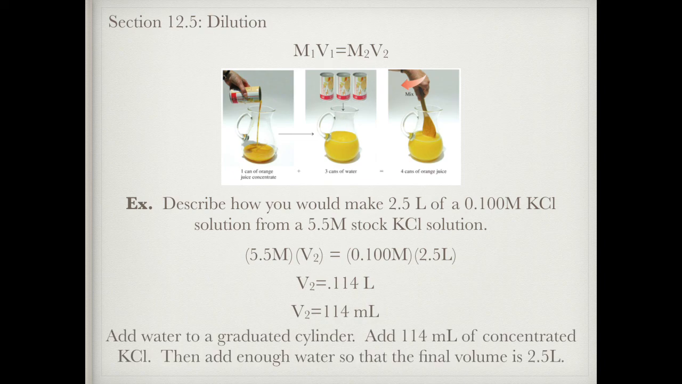Okay? And so what I'm going to do is add a little bit of water to my graduated cylinder. Then I'm going to add 114 milliliters of my concentrated KCl. And then I'm going to add enough water to get the final volume at 2.5 liters. Now the reason why I don't first pour in 114 milliliters of my concentrated solution and then water is because my concentrated solution could splash when I pour water in. So instead, I'm going to add a good amount of water, then I'm going to add my concentrated solution, and then I'm going to add enough water to get a final volume of 2.5 liters.